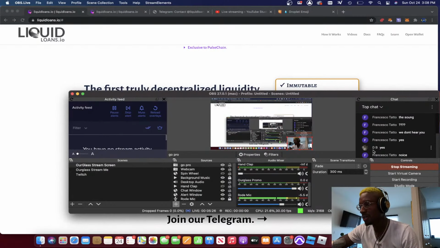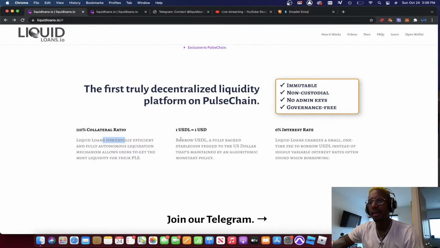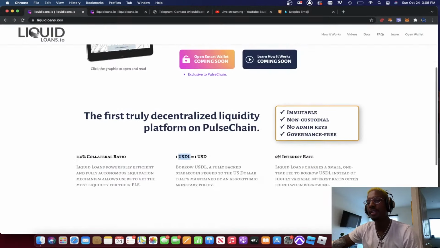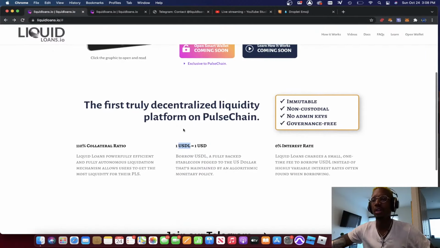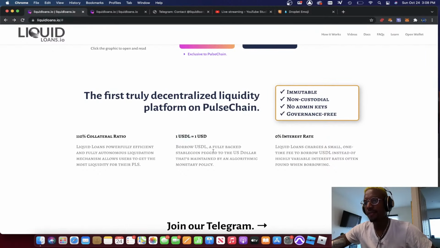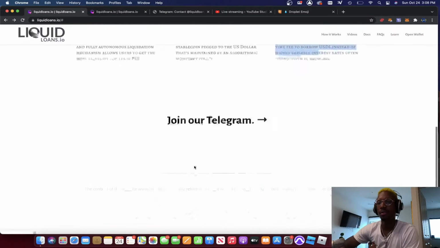Okay, we good. So USDL will be the pegged US dollar on Liquid Loans. It's a fully backed stablecoin pegged to the US dollar and 0% interest. What they do is they just charge a small one-time fee for borrowing the USDL. We're gonna go take a look at that.